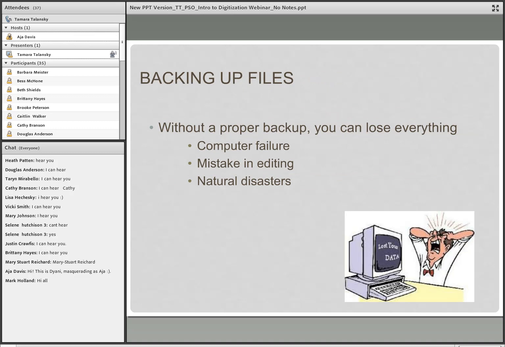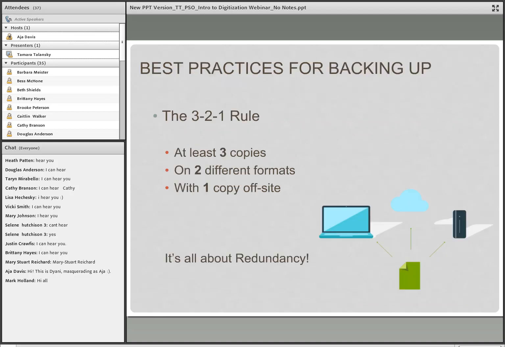The last but maybe the most important aspect of file managing is backing up your files. Without a proper backup, you can lose everything. A single computer failure can wipe out your entire collection if it is not properly backed up. Or one mistake in editing your file can cause you to overwrite the original, making the original impossible to recover. A disaster could happen, such as a flood or fire, which could wipe out the collection if it is not properly archived and in a safe space.